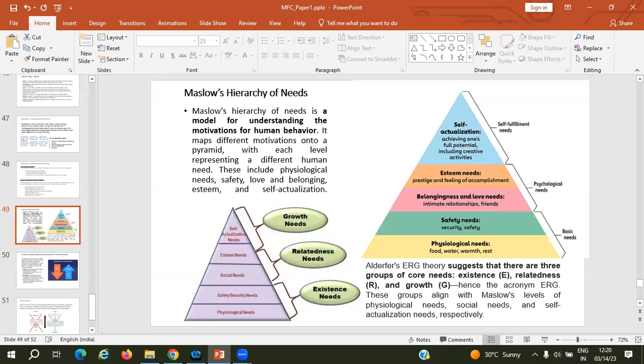Analysis says around 1% or 2% of people are at this level. You think about the richest man.